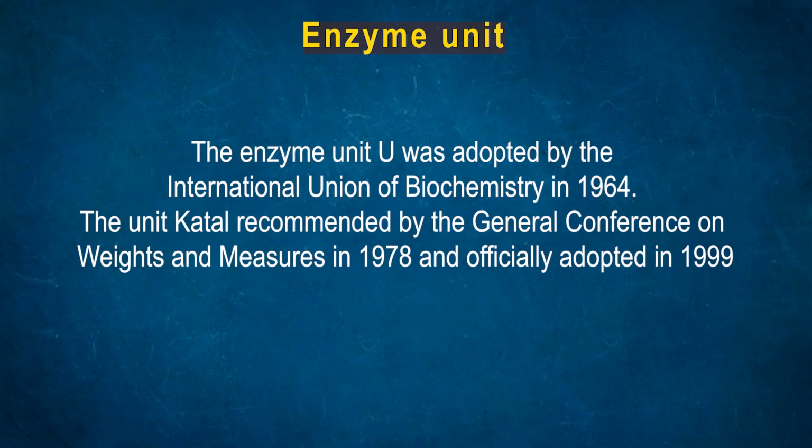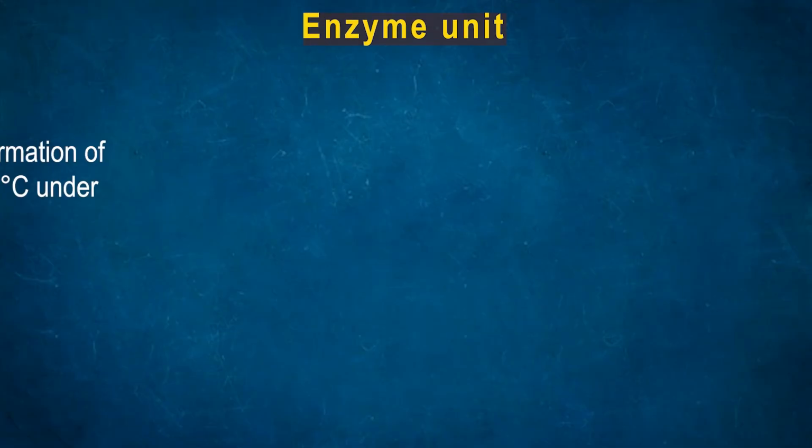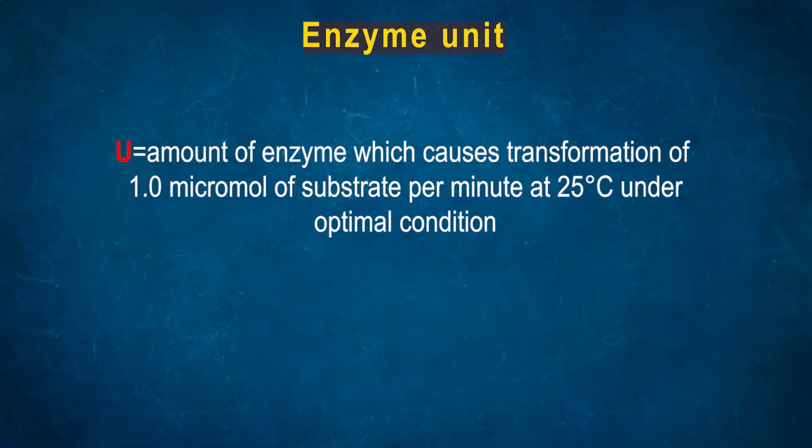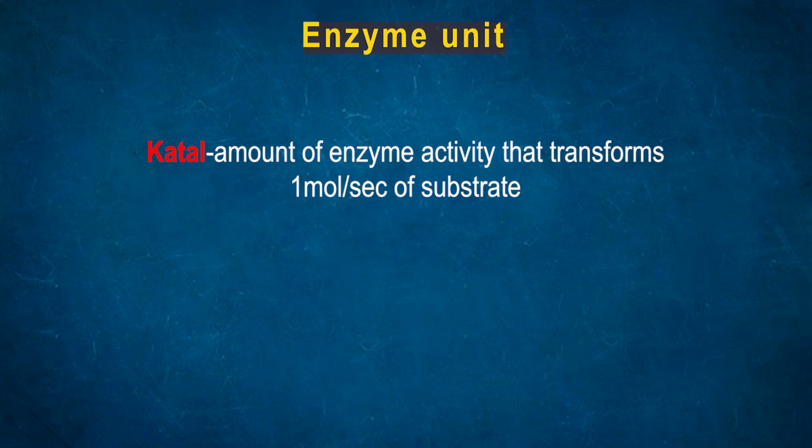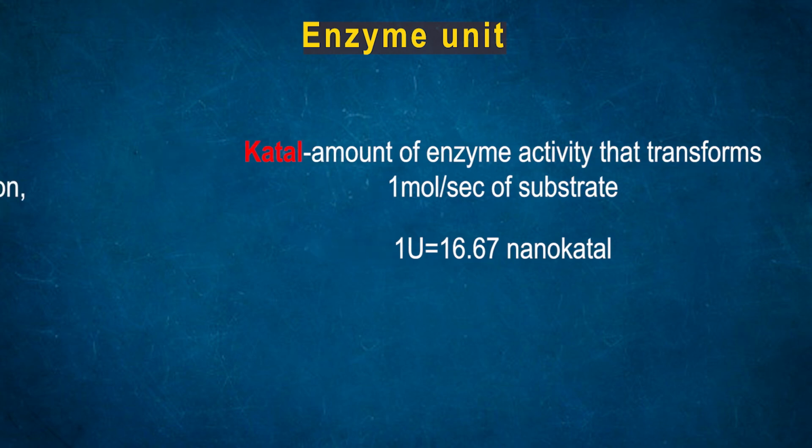The Enzyme Unit U was adopted by the International Union of Biochemistry in 1964. The unit katal was recommended by the General Conference on Weights and Measures in 1978 and officially adopted in 1999. Enzyme unit U is the amount of enzyme which causes transformation of 1 micromole of substrate per minute at 25 degrees centigrade under optimal conditions. Katal is the amount of enzyme activity that transforms 1 mole of substrate per second. 1 U is equal to 16.67 nanokatal.